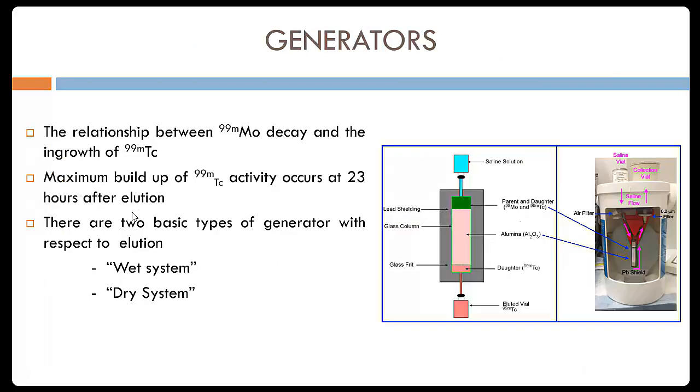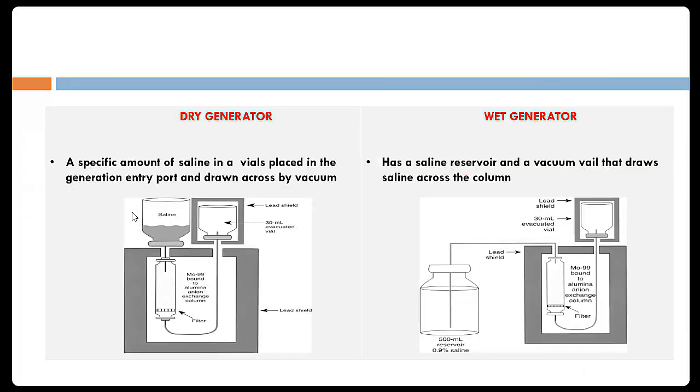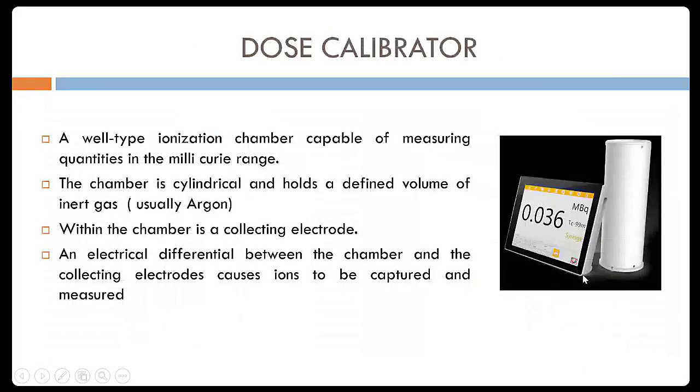I'll explain these things. So the generator, as I said, produces the radiopharmaceutical. From the molybdenum we get technetium, and they have wet systems, dry systems, and all. In the dry generator, there will be a specific amount of saline placed in the generator entry port. It will be like this. Whereas in the wet generator, there will be a saline reservoir a little bit away. The dose calibrator is equipment where we keep the radioactive isotope or the radiopharmaceutical inside, and it will measure how much the dose is.